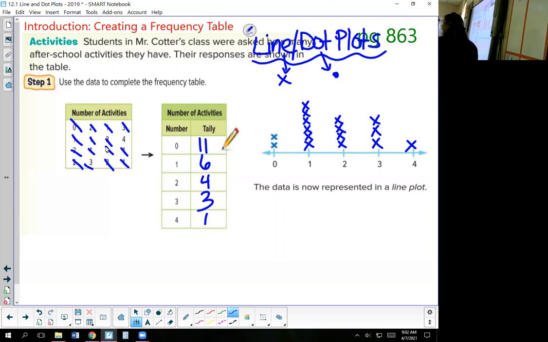So one of the questions I could ask you, and you can add this wherever you have space, is what is this talking about? The students in Mrs. Cotter's class were asked how many after-school activities they have. That's a statistical question. How many activities does each student do after school? Right? That would be a statistical question. So what if I asked you this question? How many were surveyed?